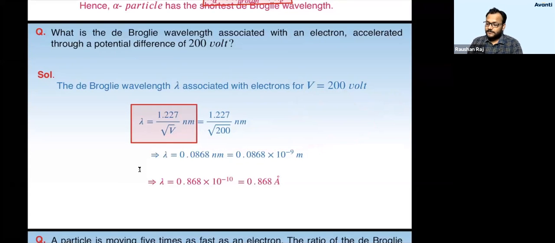You have to remember, if you're writing here 1.227 divided by square root v, then यहाँ पे क्या लिखोगे? It should be what? Nanometer. It is important. Please mark this down. Okay? आप अपने notebook जब बनाओगे तो इसको ऐसे गोल में बनाना and then mark it.